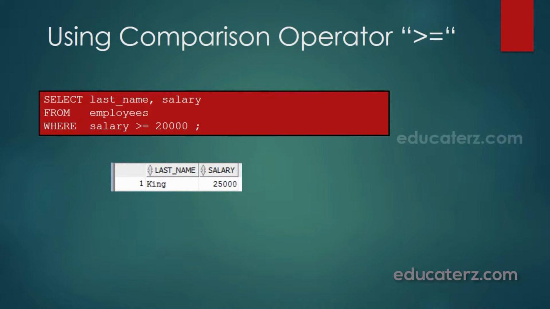Using comparison operator greater than or equal to. We will take an example. Retrieve last name of the employee along with the salary where salary is greater than or equal to 20,000. In other words, display the results of the employees who earn more than $20,000. So we write a query. Select last name, comma, salary from employees table where salary is greater than or equal to $20,000. The result is displayed here.